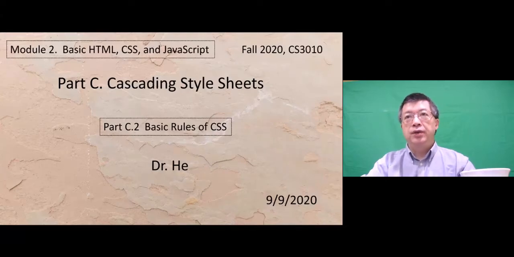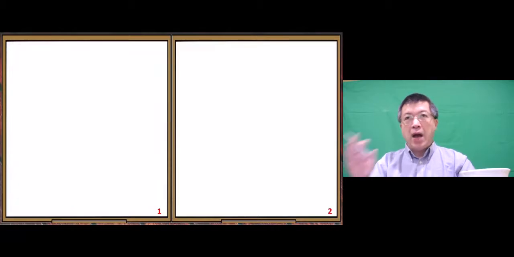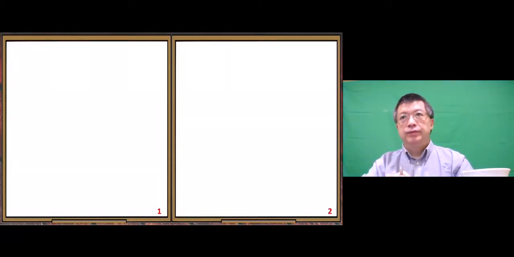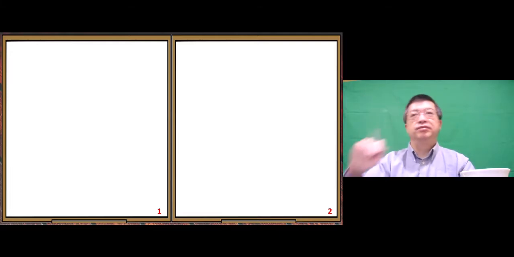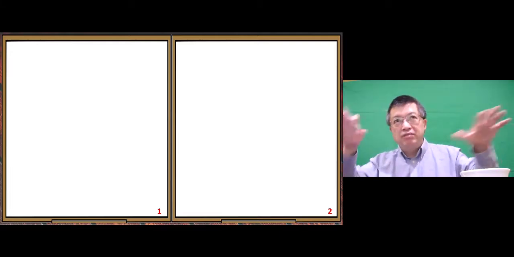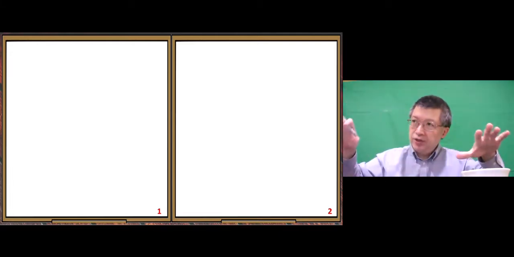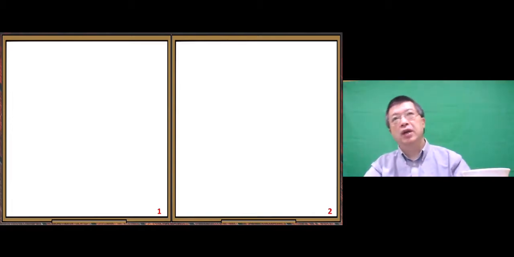C.2, Basic Rules of CSS. From now on, we will learn all the details about CSS technology. First, we look at the basic rules. We want to get some basic structure of this technology. Actually, it is pretty simple. We can understand that part easily.